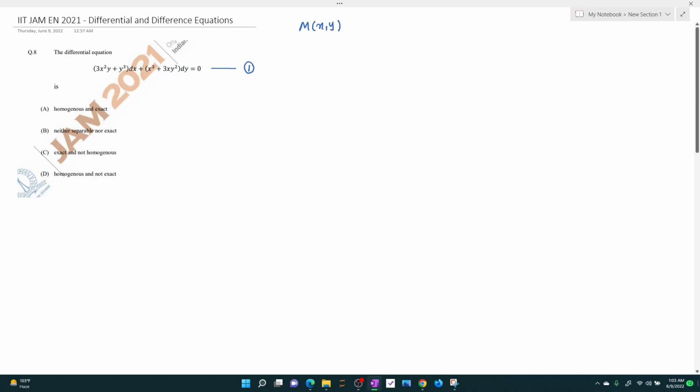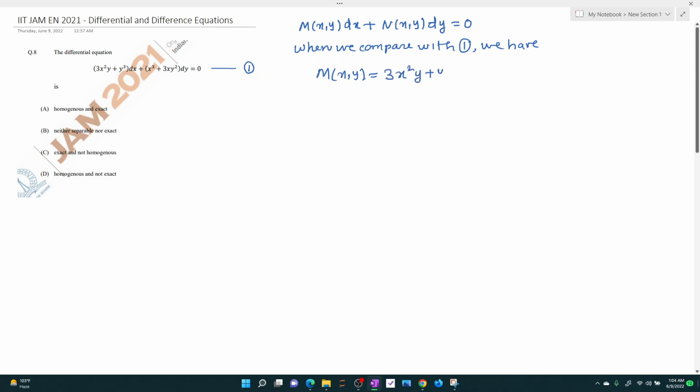This general form M(x,y) dx plus N(x,y) dy is equal to 0, right? So here M(x,y) is a function of x and y, and when we compare with it, we have the value of M(x,y) is nothing but 3x square y plus y power 3, right? And N(x,y) is nothing but x power 3 plus 3xy square, right?